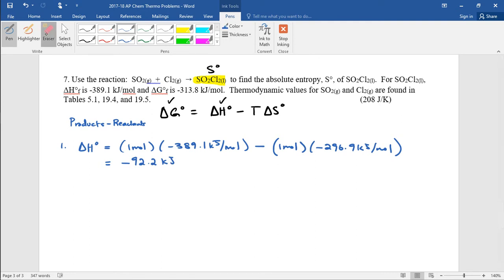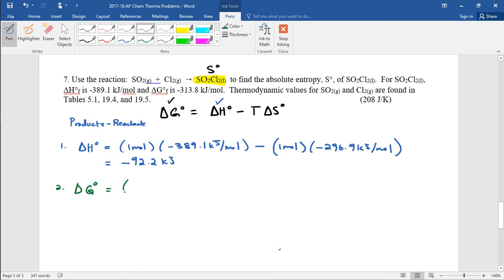So now I have just found this. So I'm just going to put a blue check here. So I found that. Okay. Now my next step is going to find my delta G standard. So this is SO2Cl2's delta H of formation, and this is SO2's delta H of formation. Cl2 is not there because of the fact that Cl2 is 0 for formation. Okay, that's going to be the same for the delta G. So I'm going to do products minus reactants for delta G as well.